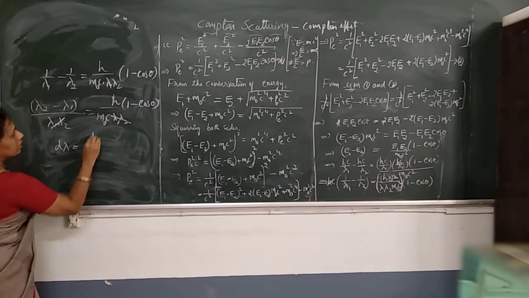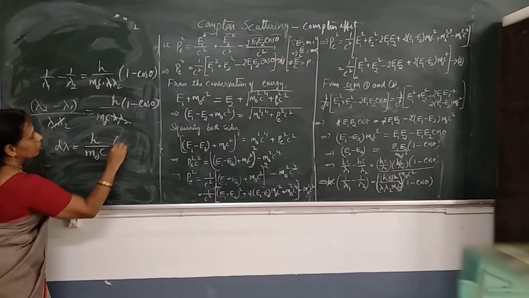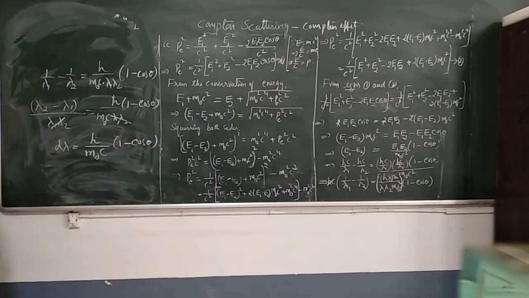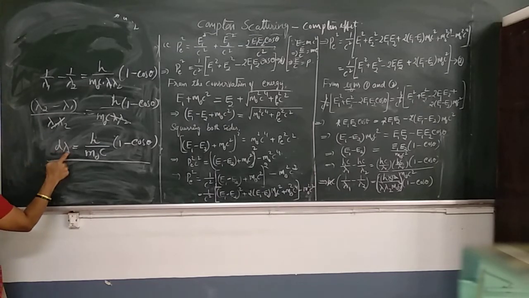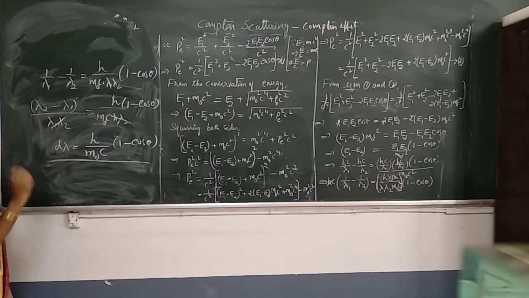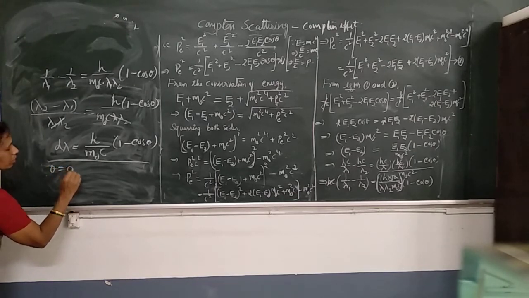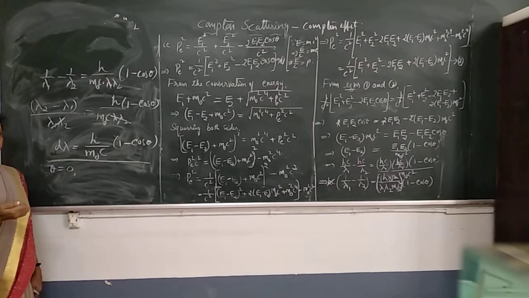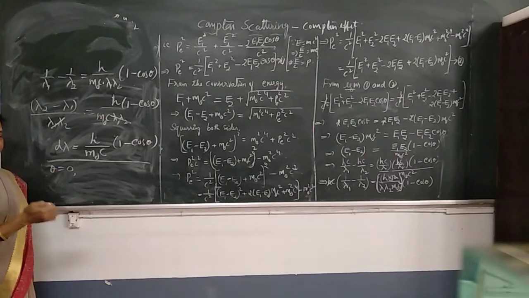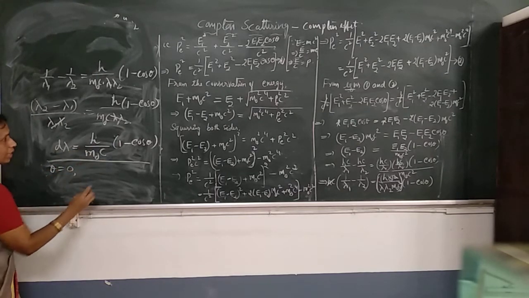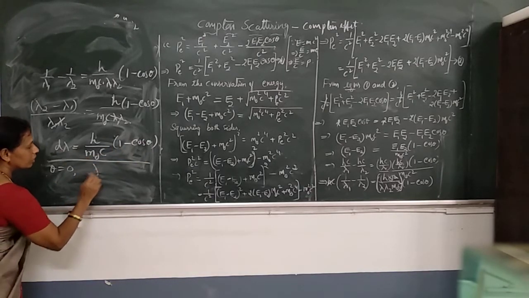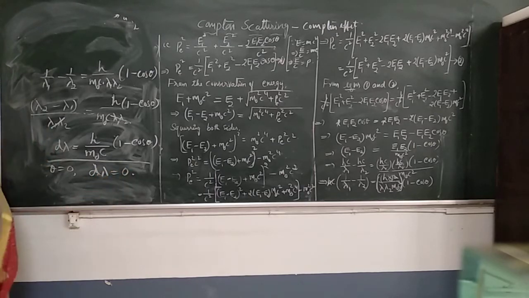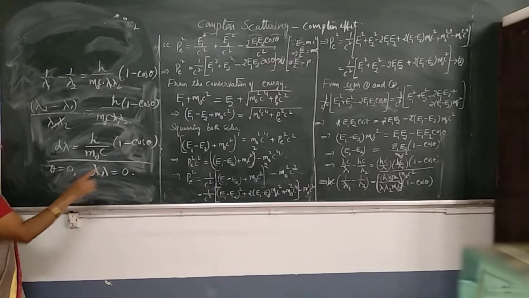So that d lambda is h by m naught c into 1 minus cos theta, and this is the expression for Compton shift, change in wavelength or Compton shift. Suppose theta is equal to 0. Theta 0 means the X-ray photon gets scattered in the direction of incidence. In that case, cos 0 is 1, so 1 minus 1 is 0, d lambda becomes equal to 0. D lambda is equal to 0, no Compton scattering in the direction of incidence. No change in wavelength, no scattering in the direction of incidence.